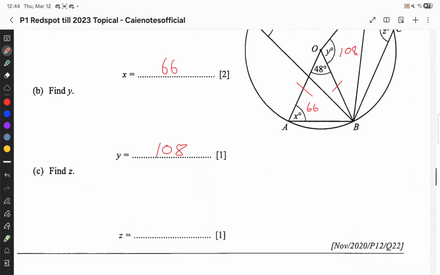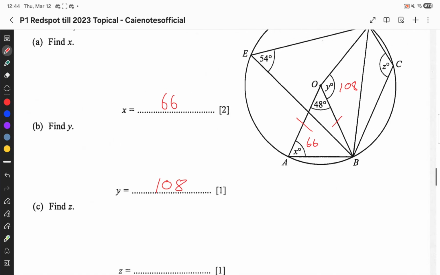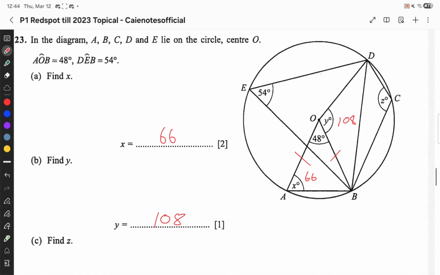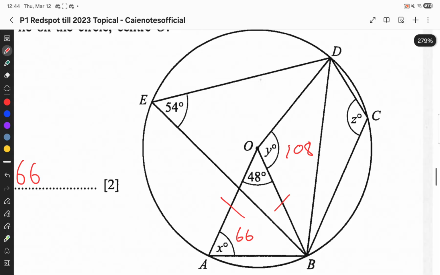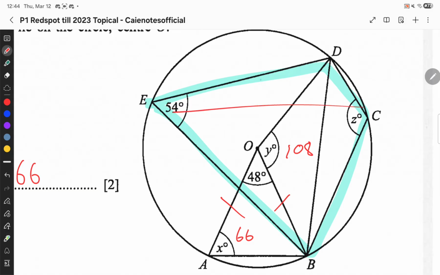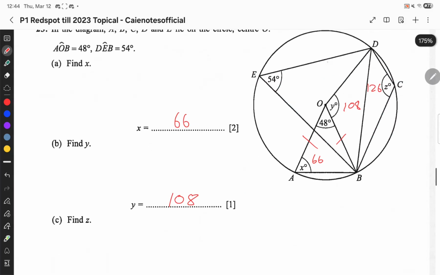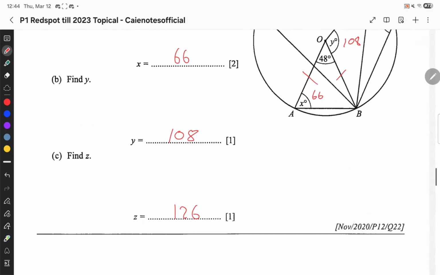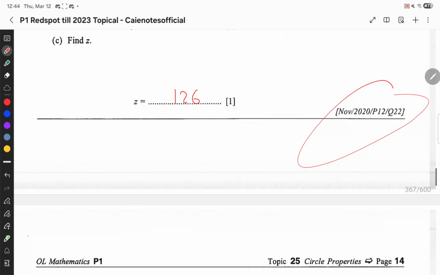Okay, find the angle of z. We can see, to find angle z, we need to make a quadrilateral angle. Yes, I looked opposite to it. So done. 180 minus 54 is 126, and that is our angle. Answer done.